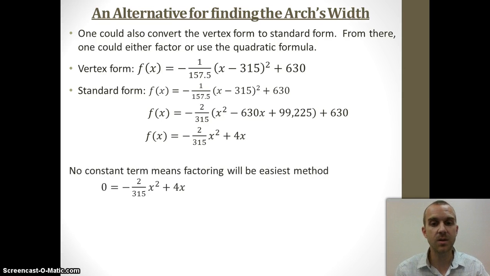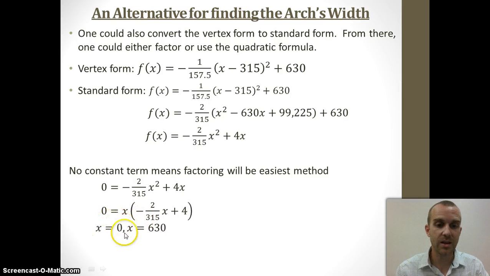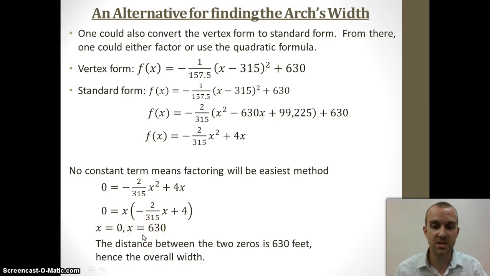Factoring is the easiest because I have no constant at the end. So I could factor out an x from both terms, and then I can set each of those equal to 0. And when I do that, I get that x equals 0 and x equals 630. And the distance between those two values is 630 feet. So again, back to that solution we just found.